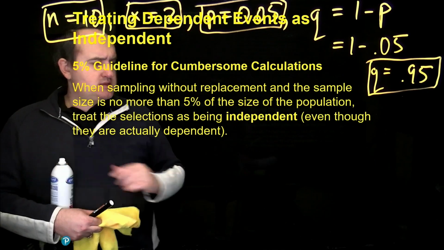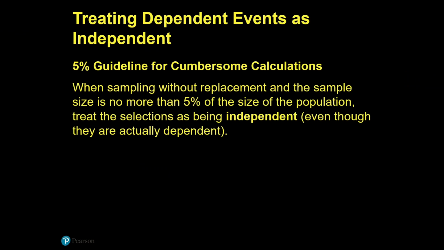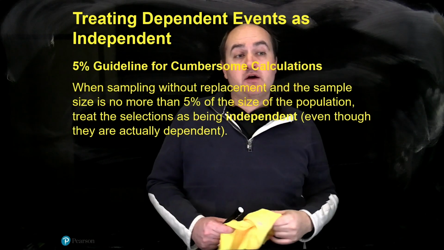While I erase all this, let's take a look at this next slide. In the example we just did, we were using replacement, which means that we would select a person at random, and then we would put them back in the pool. So we would replace them back into the pool of people, and then we would select the next person at random. However, the point of this slide is that it turns out that you can use this. It says a 5% guideline for cumbersome calculations.